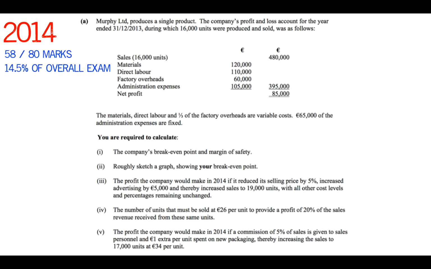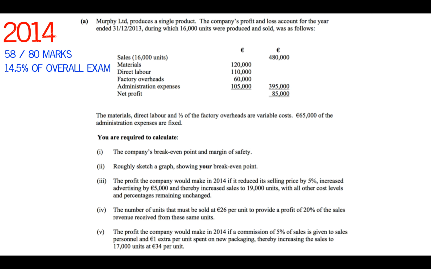Number 3, the profit the company would make in 2014 if it reduced its selling price by 5%, increased advertising by 5,000 and thereby increased sales to 19,000 units, with all other cost levels and percentages remaining unchanged. Number 4, the number of units that must be sold at €26 per unit to provide a profit of 20% of the sales revenue received from these same units.